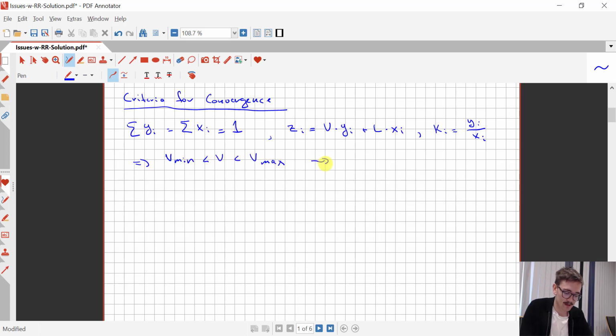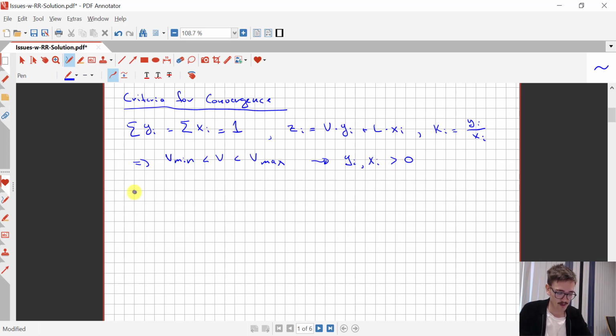And what this really means is just that all of our components, yi and xi, have to be greater than 0. So can we formulate all of these criteria into a set of equations that will tell us either we've converged or we haven't? Let's take them one by one.